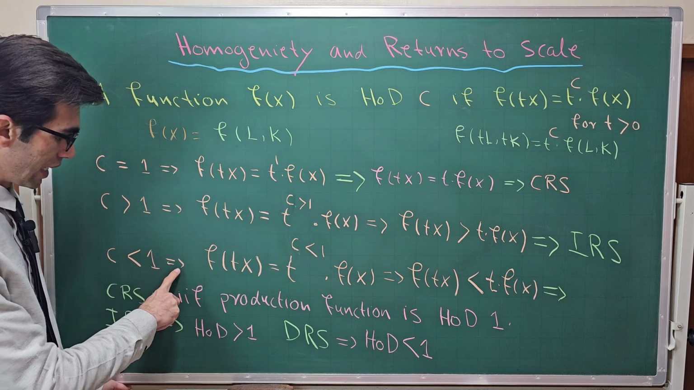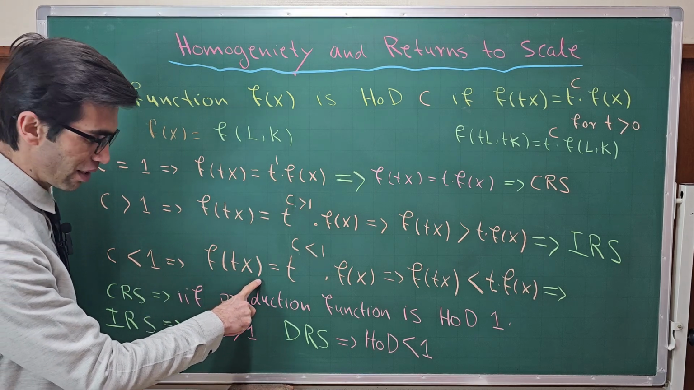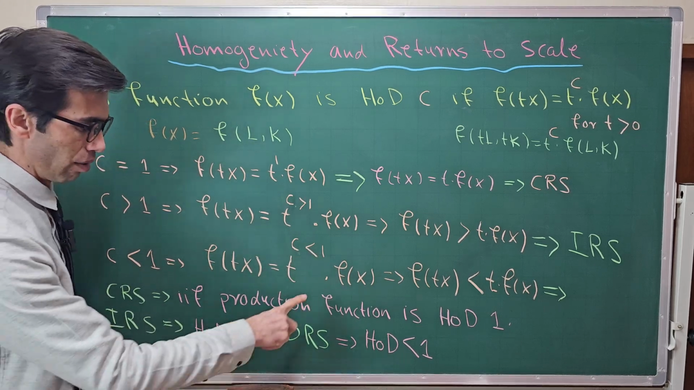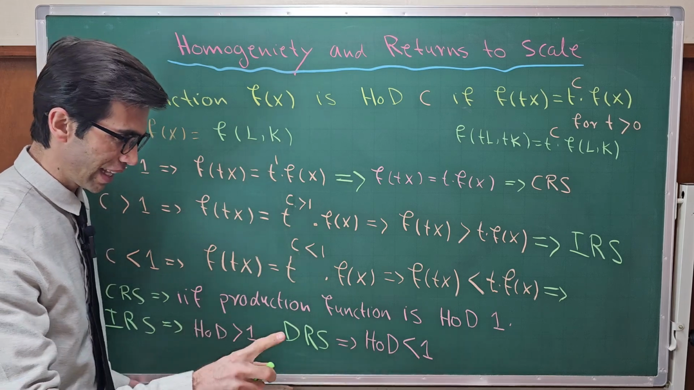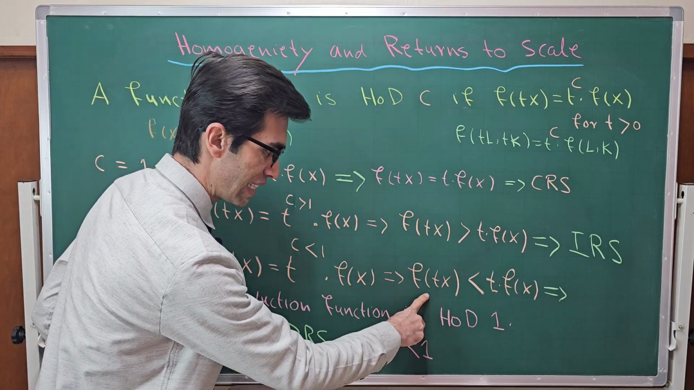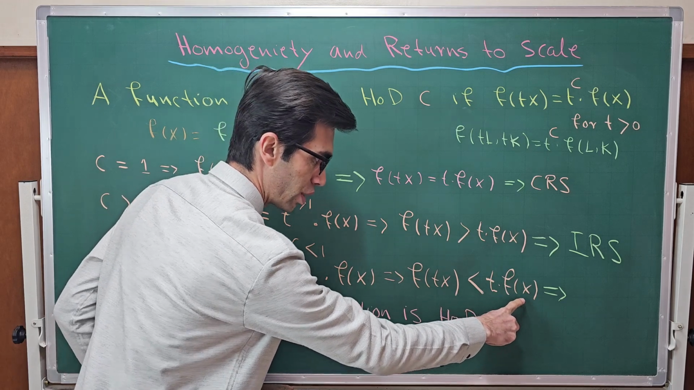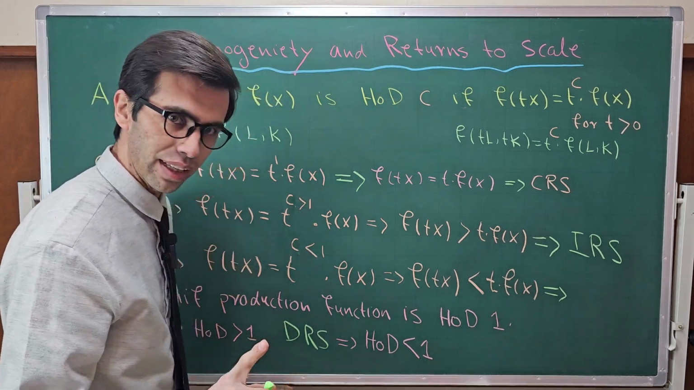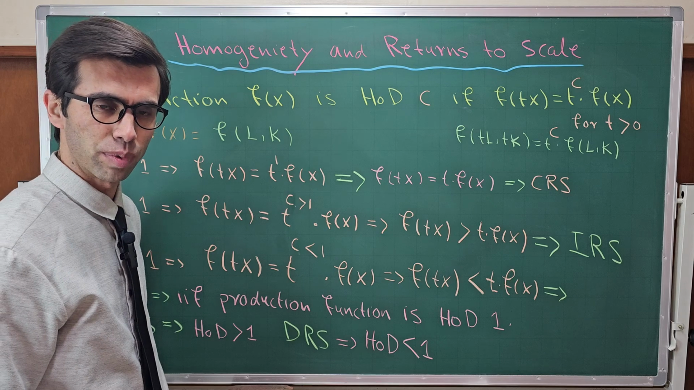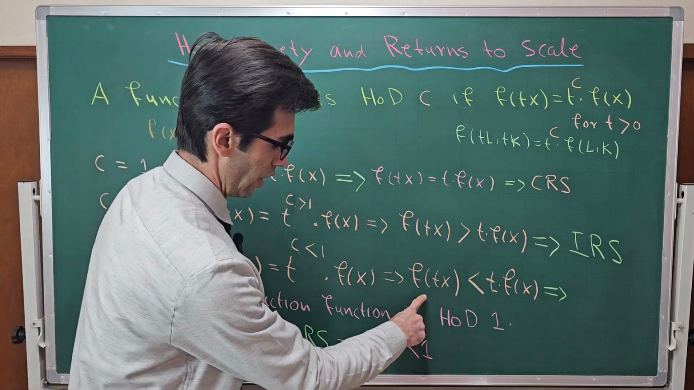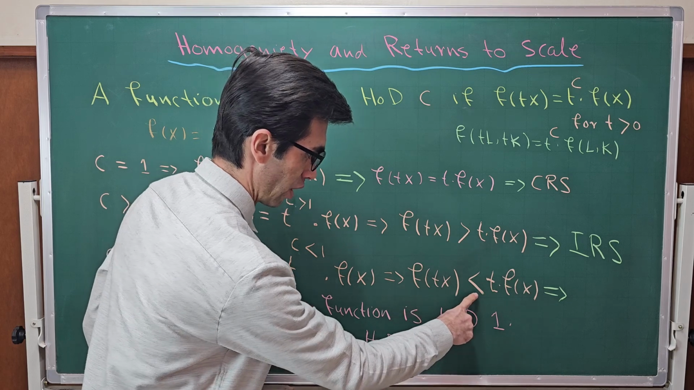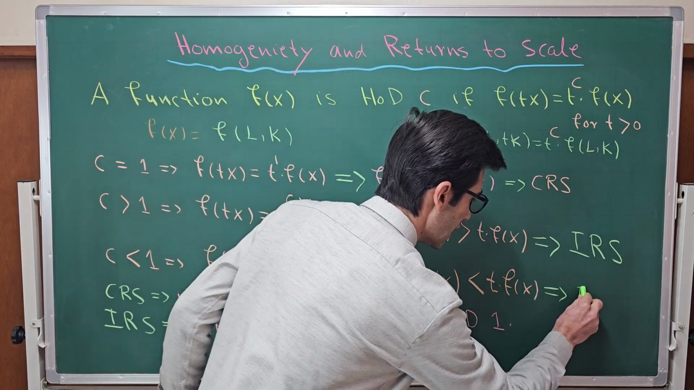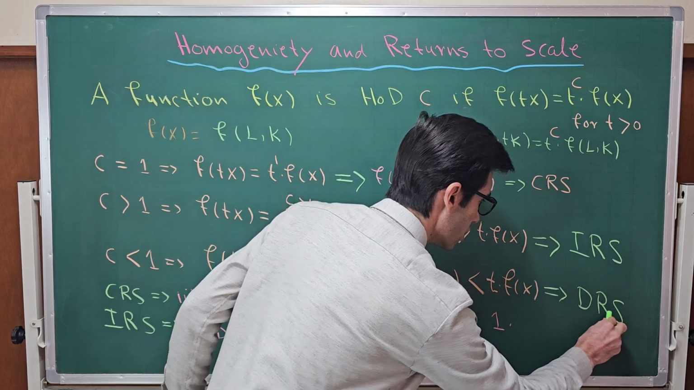And third one, if c is less than 1, it means the degree of homogeneity is less than 1, then f of tx will be equal to t to the power of c, but now c is less than 1, multiplied by f of x. In this case, we have that f of tx is less than t multiplied by f of x. You know from the previous lessons that when f of tx is less than t multiplied by f of x, in this situation, we have decreasing returns to scale.